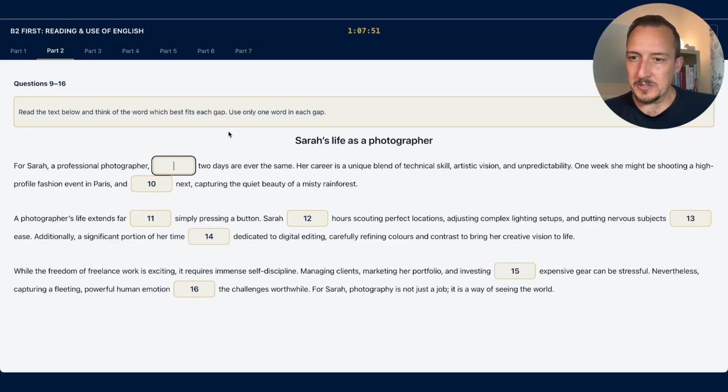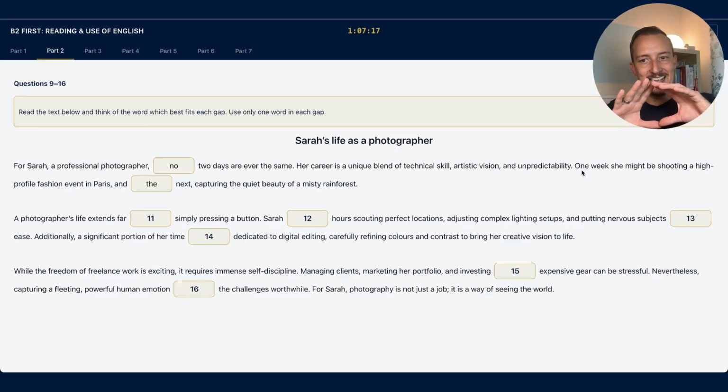For Sarah, a professional photographer, no 2 days are ever the same. Oh, no 2 days are ever the same is the correct answer. Again, this is a set phrase we use in English, particularly when you talk about your own job. In my job, no 2 days are ever the same, which means there's a lot of variety within that job. Her career is a blend of technical, artistic vision, unpredictable. One week she might be shooting a high school prom in Paris, and the next capturing wildlife. Okay. The is the correct answer here.